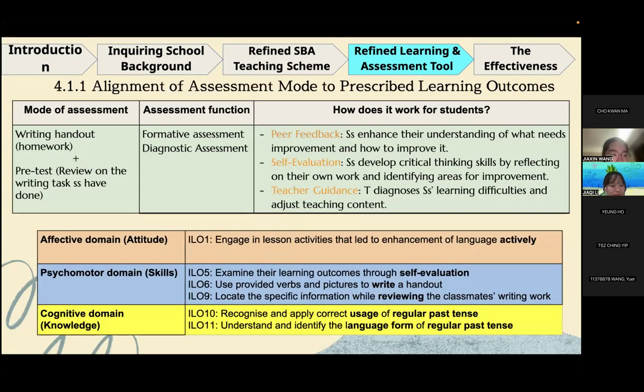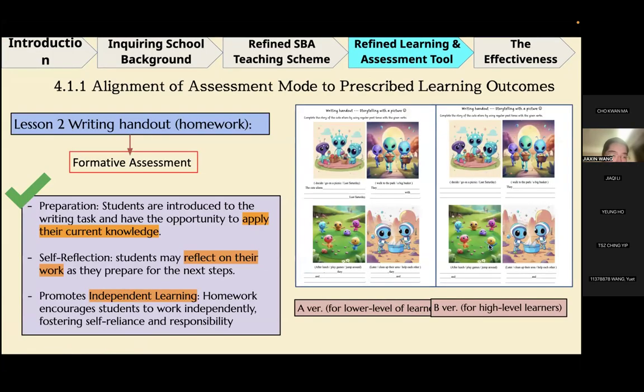Thanks, Grace. In lesson 2, there is also homework about writing handouts, and students will review the writing text they have done in lesson 3. So those activities can work as a formative assessment and diagnostic assessment. So let's see how it works for students in each activity. For the writing handout, the homework, it works as a formative assessment.